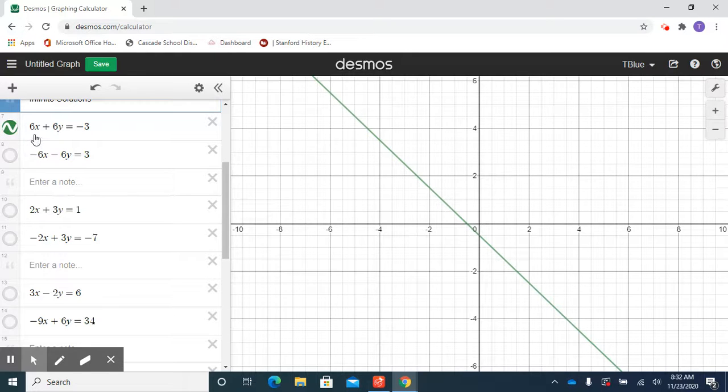Oh, let's get the lines up there. 6x plus 6y equals negative 3. Negative 6x minus 6y equals 3. Well, it looks like we have another set of parallel lines. What does parallel lines mean? It means I have infinite solutions. Boring, just did that, but that's okay.